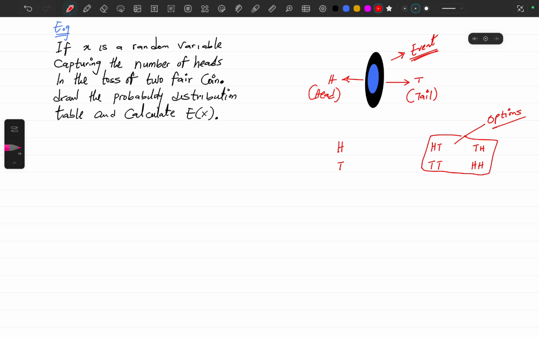It's either the first time I throw up the coin, the head shows, and the second time the tail shows. Or the first time I toss it up, the tail shows, and the second time the head shows. Or the first time the tail shows, and the second time again the tail shows. Or in the two tosses, head shows both times. So these are all. There's no other thing that can happen outside of this. So we predict everything that can happen in this event that I want to carry out.